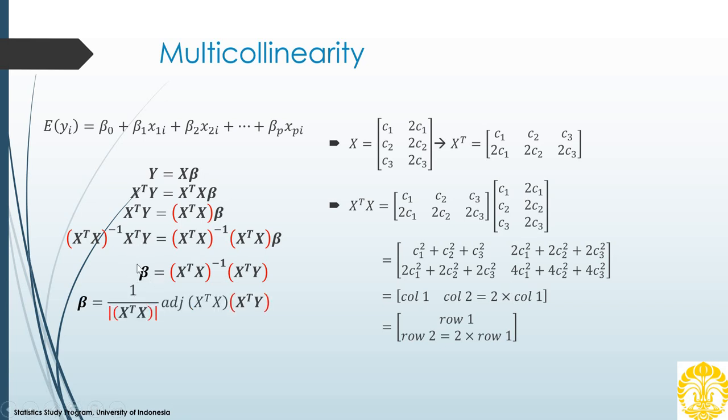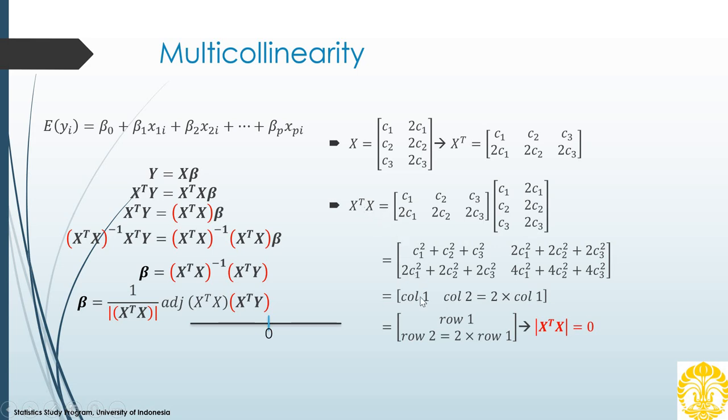Okay, go back to here, our beta is (X transpose X) inverse. We can just do the calculation by 1 over the determinant of X transpose X, multiplied by its adjoint. Okay, so now we have a problem here.